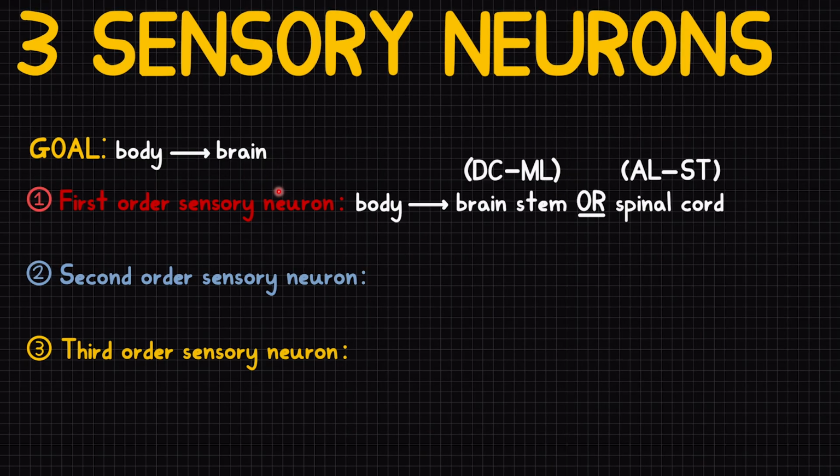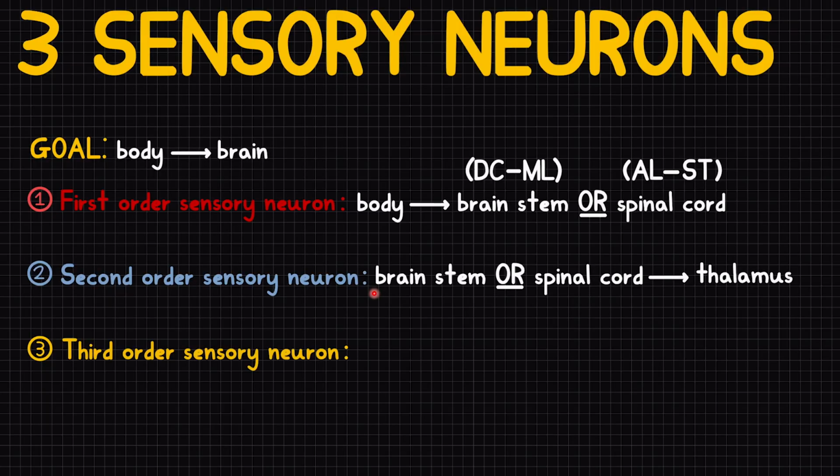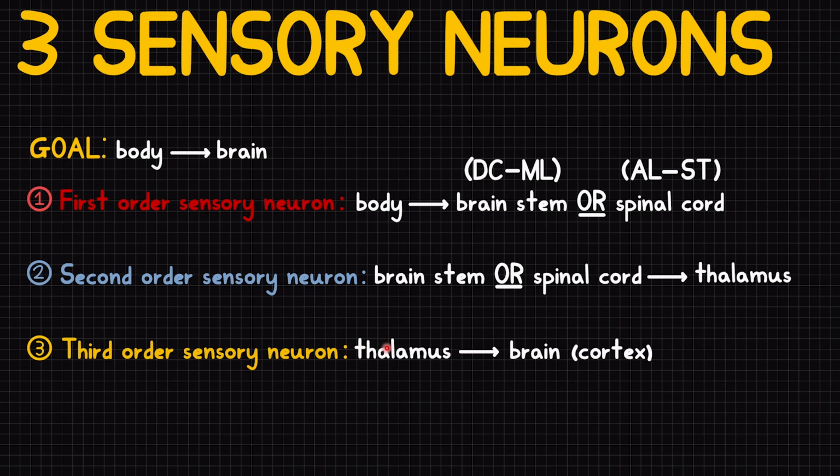The first neuron in the pathway, otherwise known as the first order neuron, will project from my body to either the brainstem in the case of the DCML pathway, or it will go from my body to the spinal cord in the case of the ALST pathway. The second order neuron will then go from the brainstem or the spinal cord to the thalamus, and then the third order neuron will go from the thalamus to the cortex of the brain. And this is how I get from my body to my brain in each of the two ascending pathways.